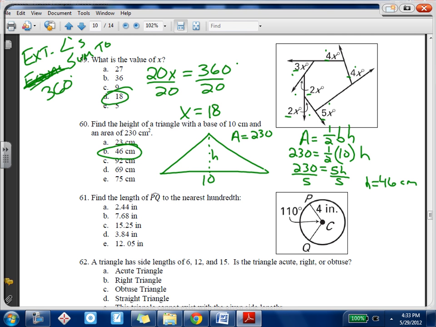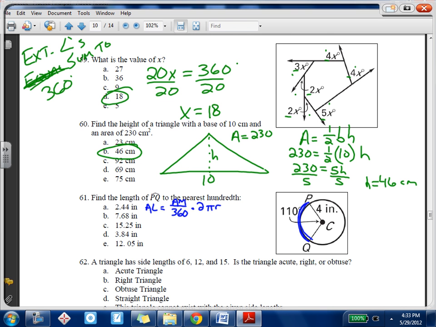Number 61. Find the length of PQ. Talking here about the arc length of PQ, which is like the crust of the pizza. To the nearest hundredth, that means 2 decimal points. So the length of PQ, we plug it in, it's the arc length is equal to the arc measure over 360 times 2 pi r. Notice that it's 2 pi r because this is kind of like a part of the circumference. It's just a piece of the circumference.